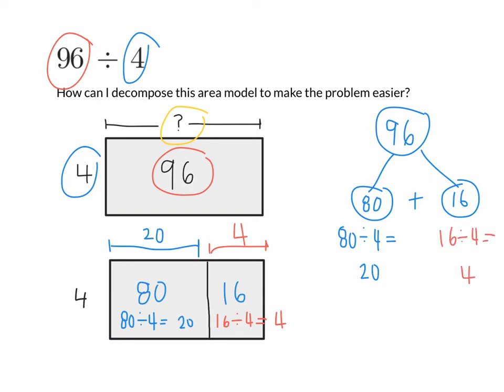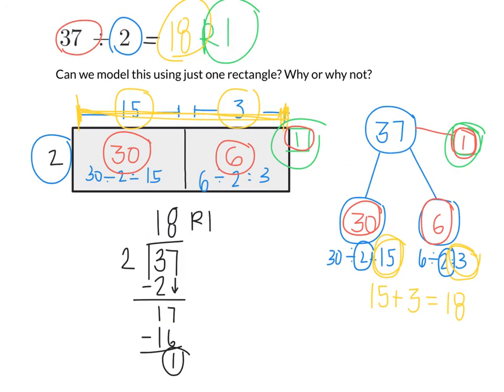So then, if I wanted to find this entire length, what would I need to do? I have to add 20 plus 4, which is? So what is the quotient? 96 divided by 4 must be equal to? 24. We can see how we can use the standard algorithm to show the division. We can show how we can use an area model to show the division. And we can show how we can use a number bond to show the same division problem. You need to be able to do it these 3 different ways.